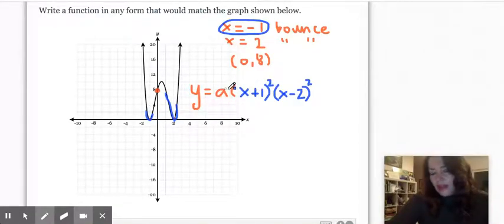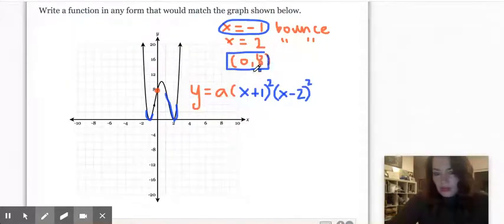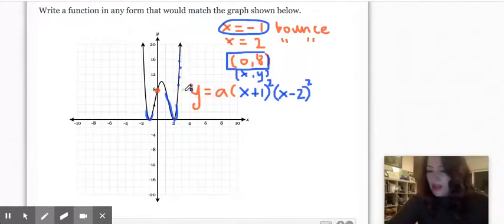All right, so now that we have an equation, we can use the point (0, 8), which is the same as an x-y point, an ordered pair. Now we can choose any point on this graph, and any point on this graph will give us the a value of this graph. But because we're given a y-intercept, let's go ahead and plug the point (0, 8) into the equation.